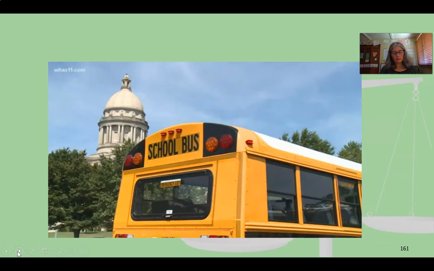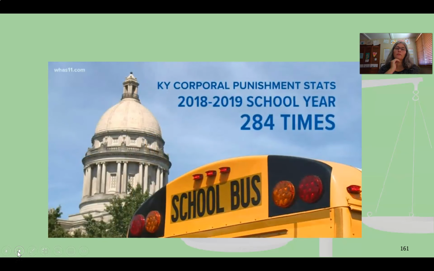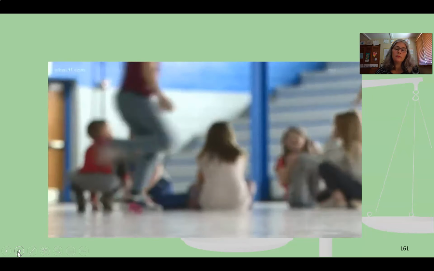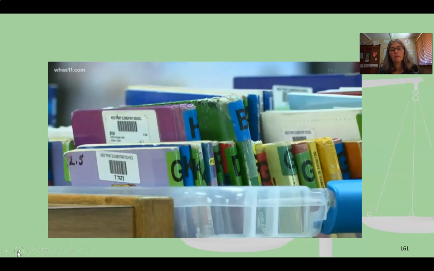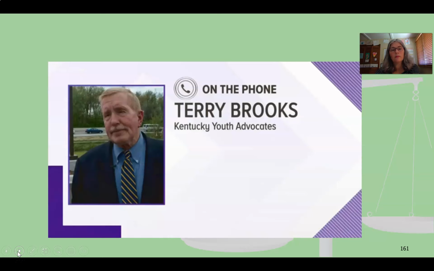According to data compiled by Kentucky Youth Advocates, corporal punishment was applied 284 times last year. That was down from more than 450 the year before. They reported 334 instances in the 2016-2017 school year. Brooks claims it's a discriminatory practice with no benefit. So we know that, for instance, students with disabilities are hit with inanimate objects more frequently than other students are.